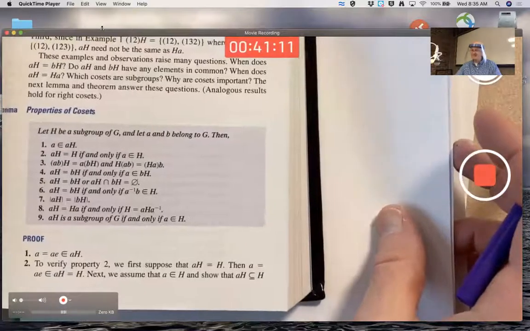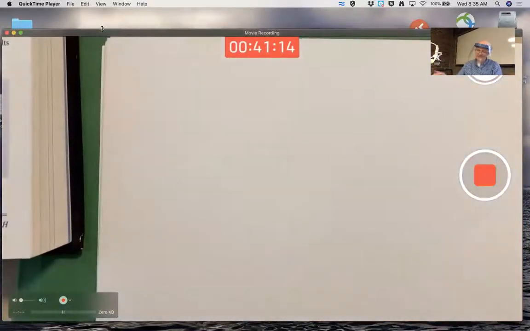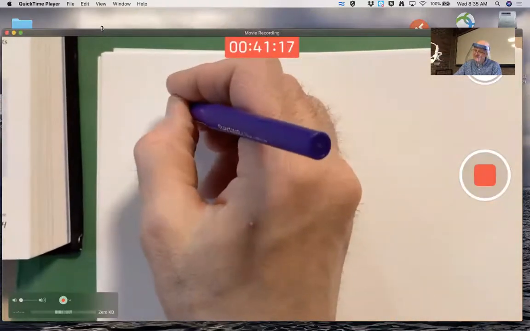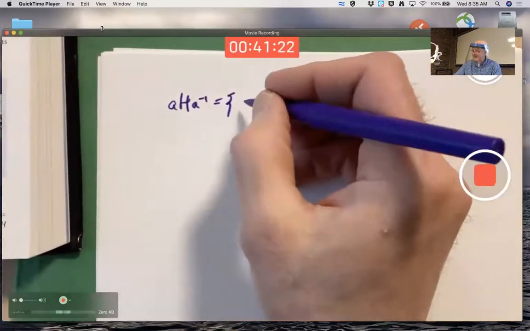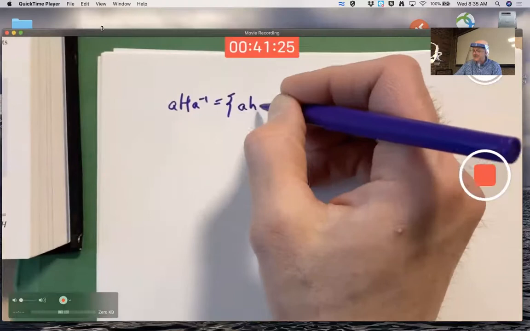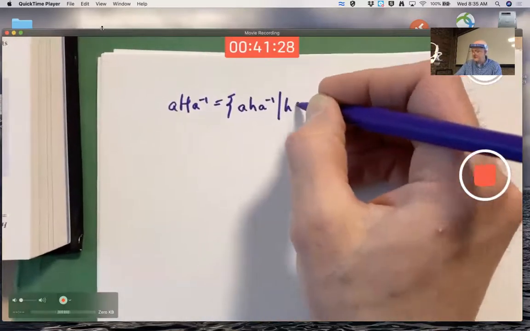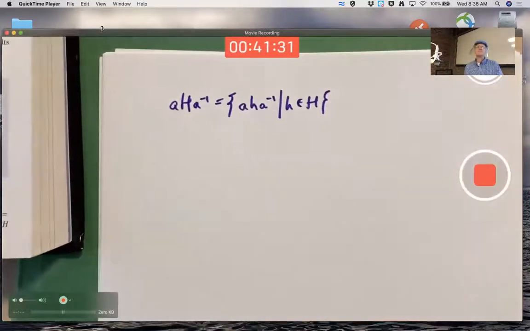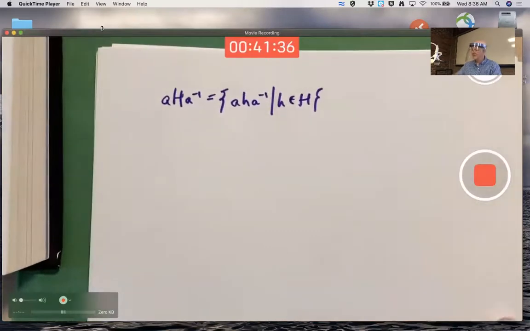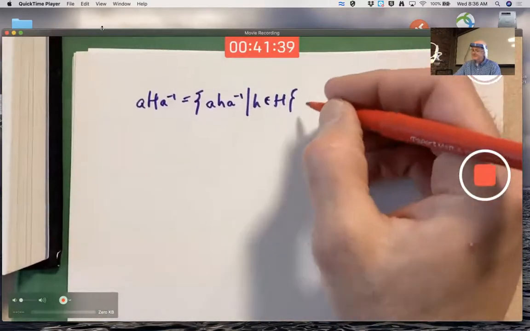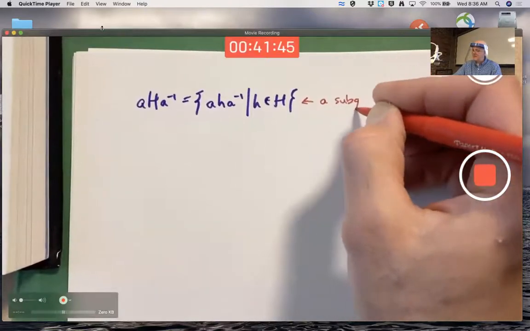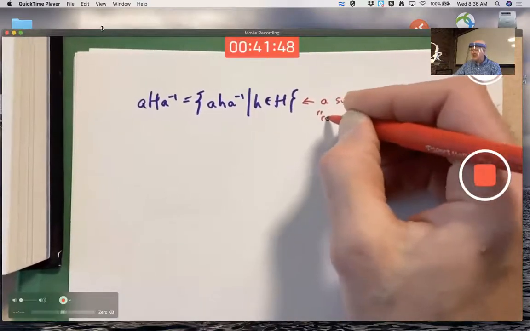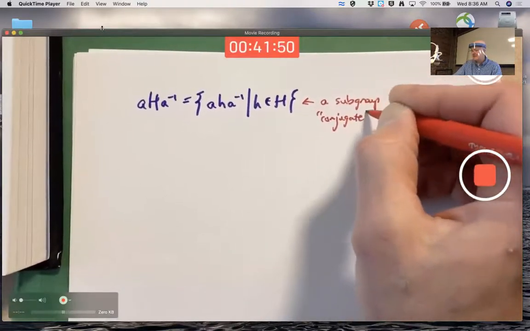not quite aha, but sort of aha, is defined to be, as a set, the set of all elements of the form a times h times a inverse, where little h varies over capital H. This is sometimes called, in general, a subgroup conjugate to H.